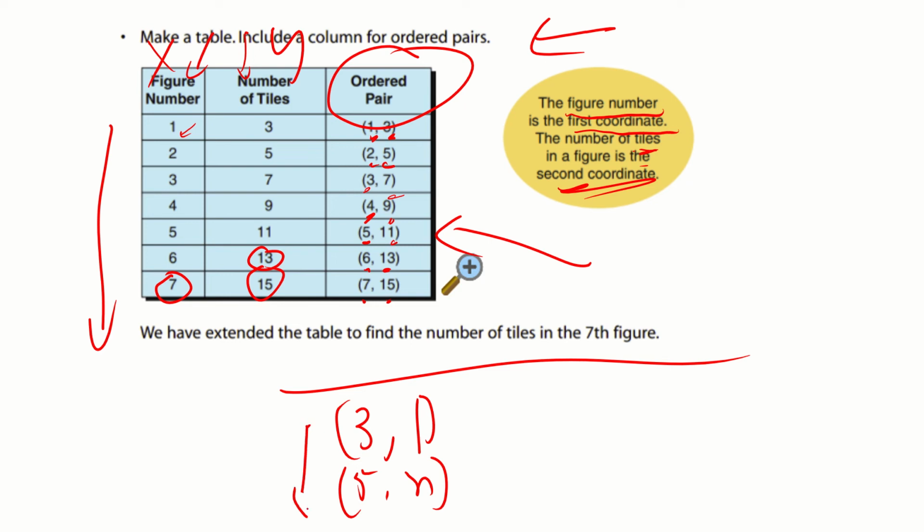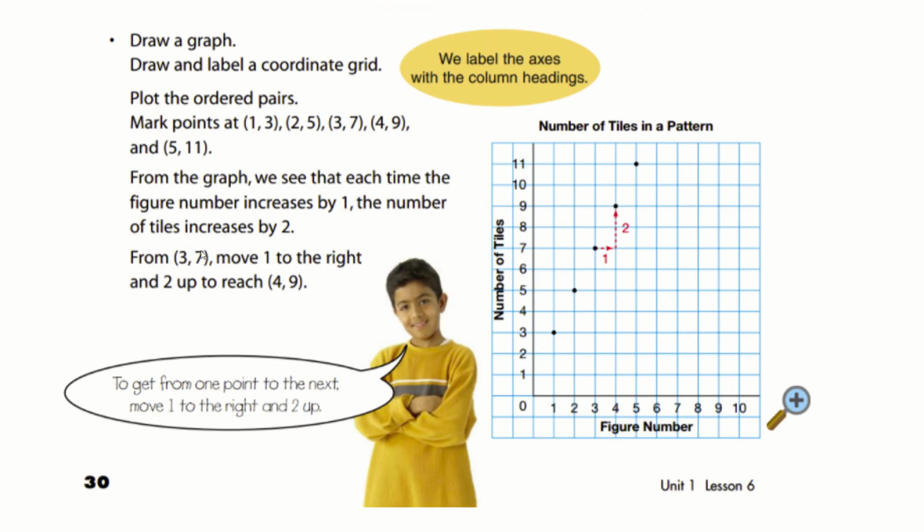Your input would be going up 2 each time, and your output would be going up 1, which is not the correct pattern. So after you've done all that, you can draw a graph. Draw and label a coordinate grid, all right?